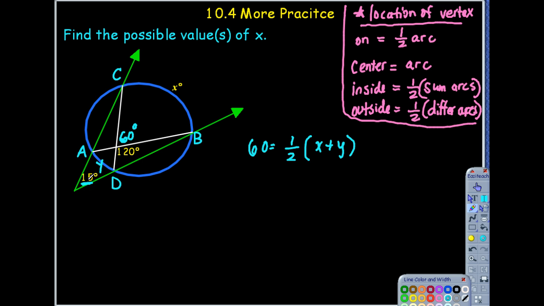Oh, I see. Okay, because now we know that 15 degrees is equal to half of the difference of the two arcs. And notice the two arcs that are associated with the 15 are also X and Y. So they have those common intercepted arcs. So that 15 is half of X minus Y.